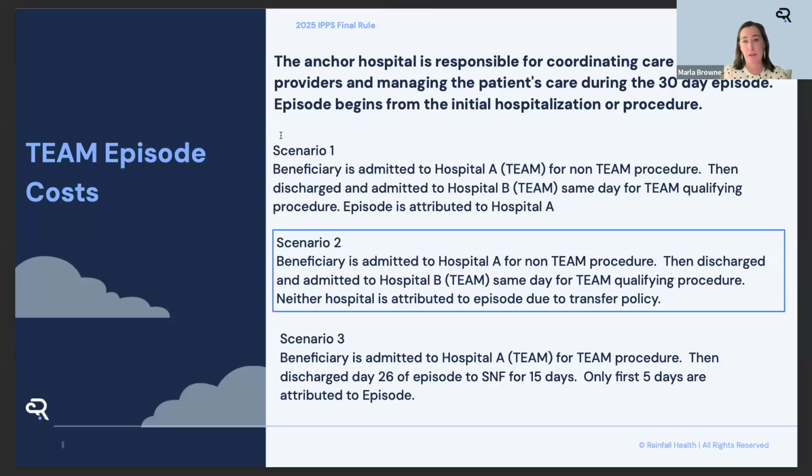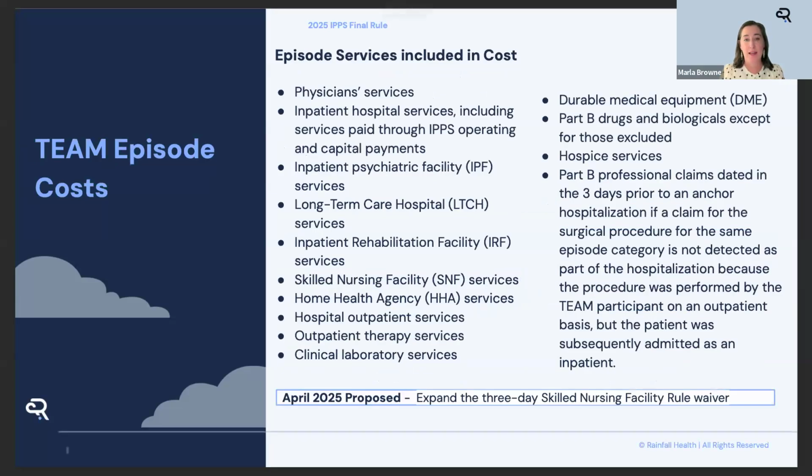Okay, so let's take a look at what could be included in the list of services that would contribute to episode cost. We looked at some of these, I believe, last series, but just to give an example of what are services that would be considered underneath an episode spend. So we can see here, obviously, skilled nursing facility, outpatient therapy, clinical labs. There's quite a few things that can be covered. Very important to understand what could be considered in that episode cost.